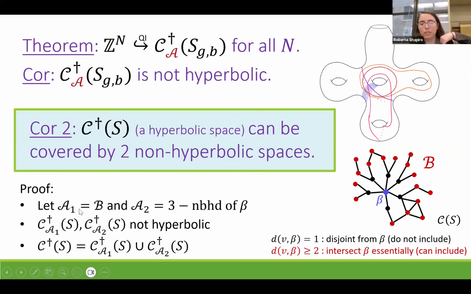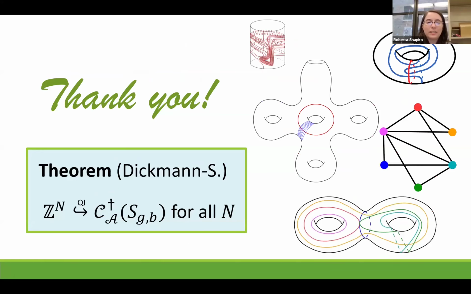So script A sub 1 is hyperbolic by our original theorem, and script A sub 2 is also hyperbolic by our original theorem. It's just everything that's avoiding some other subgraph, and they union to the entire fine curve graph. So thank you, and that is your theorem.